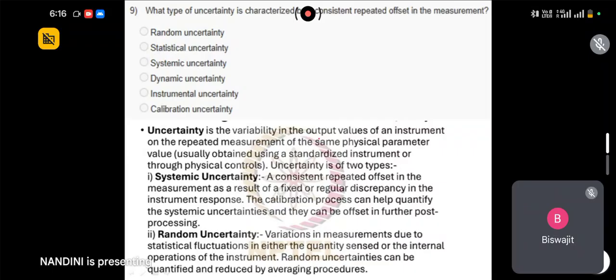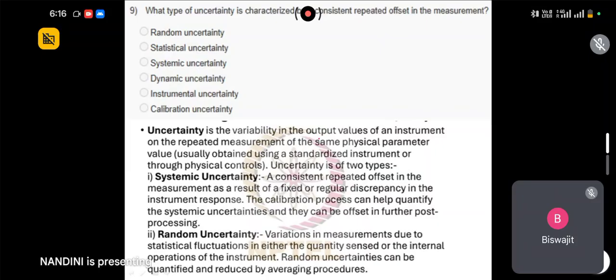Suppose we are measuring the temperature of a particular object, and we take the temperature value multiple times. I'm just giving you an example. If it is not in a controlled environment, the temperature may change. But consider that the temperature is not changing and we are taking repeated measurements of the temperature of a body.